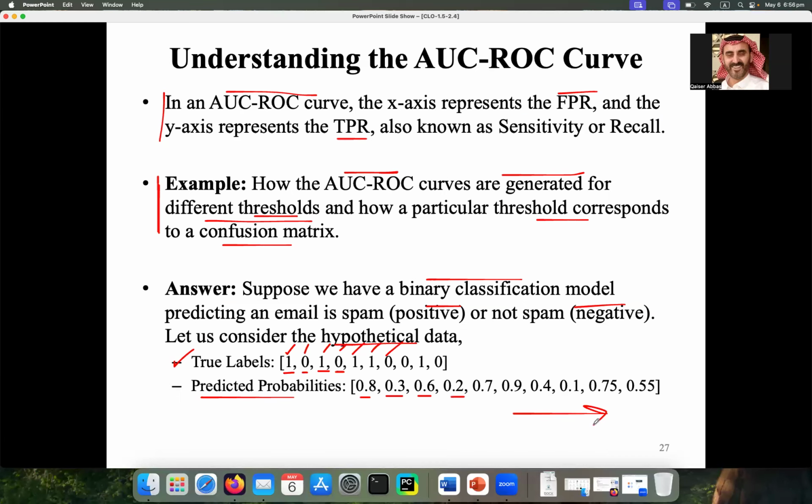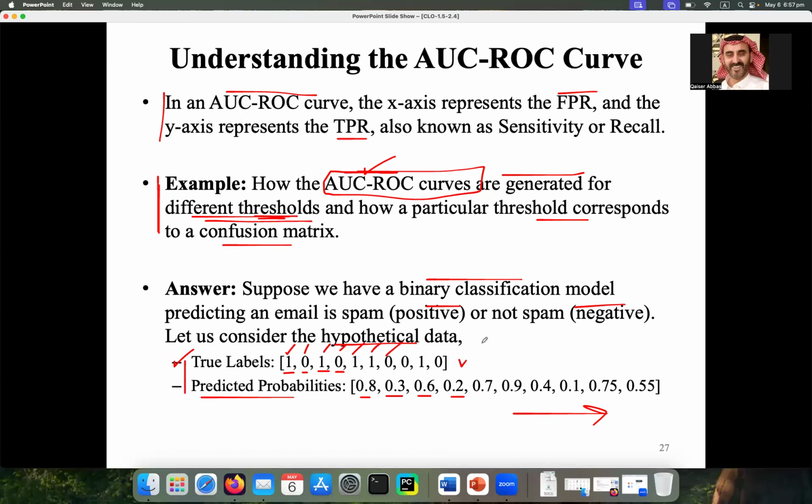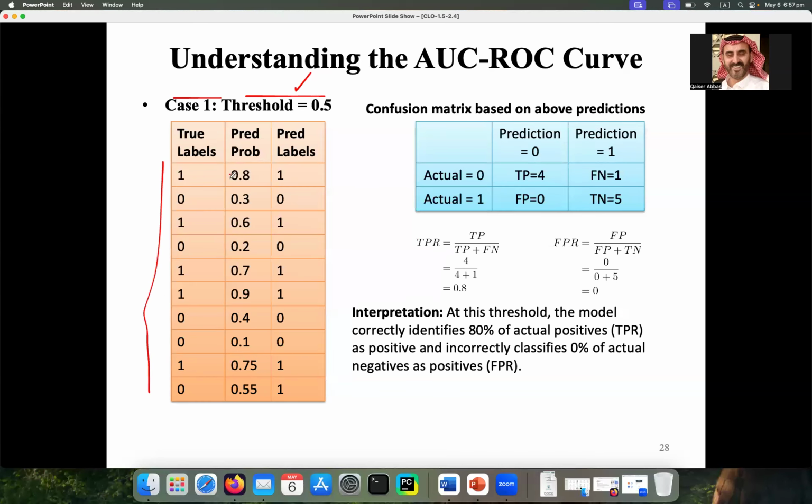Now, the question was how we can generate this AUC-ROC curve visually. We do it by using different thresholds. We have assumed this data, and here we are taking case 1, where our threshold is 0.5, chosen randomly. These true labels were given in the previous slides, 1, 0, 1, 0. This is the same story, and these probability values are used in this column.